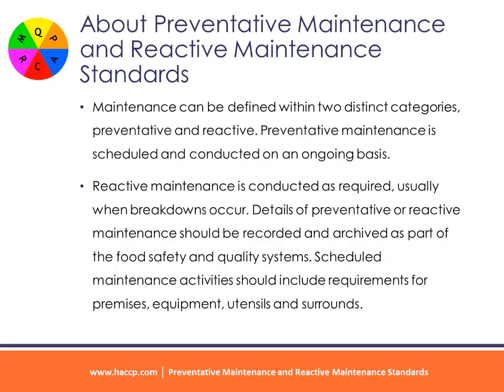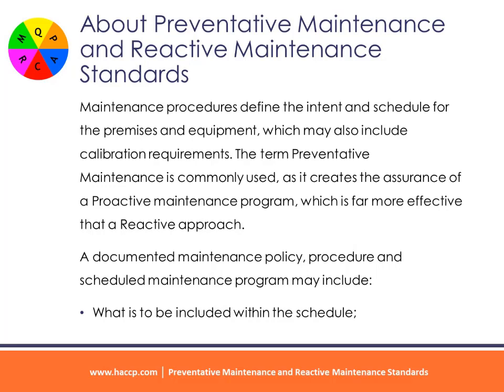Scheduled maintenance activities should include requirements for premises, equipment, utensils and surrounds. Maintenance procedures define the intent and schedule for the premises and equipment, which may also include calibration requirements. The term preventative maintenance is commonly used, as it creates the assurance of a proactive maintenance program, which is far more effective than a reactive approach.